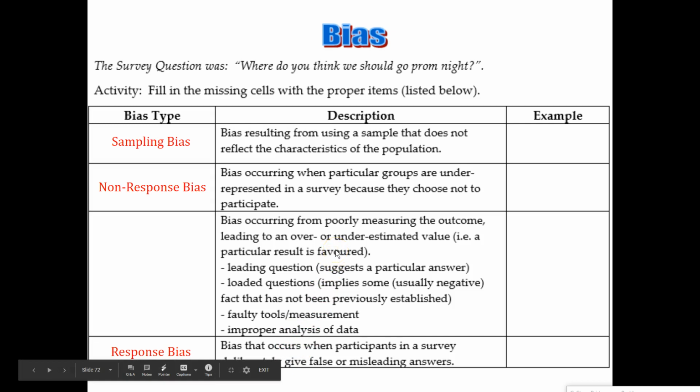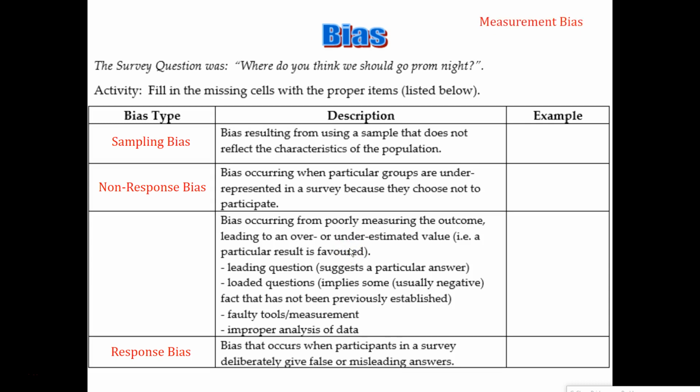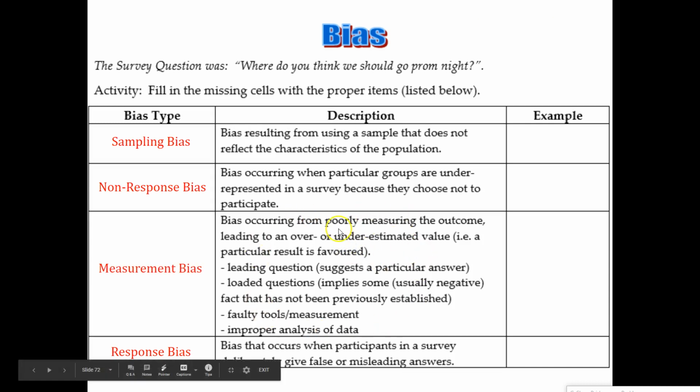It could be people lying on purpose, like if there was a question about, do you use drugs? People might say no because they don't want to get in trouble, so they're deliberately giving false answers. And lastly, measurement bias is this one. This one's a little bit harder to explain, and it's a little bit easier to explain in examples.